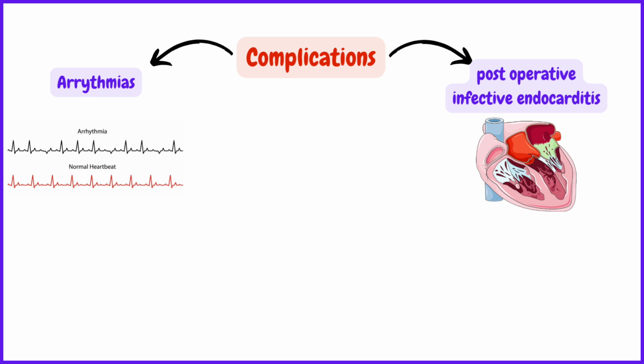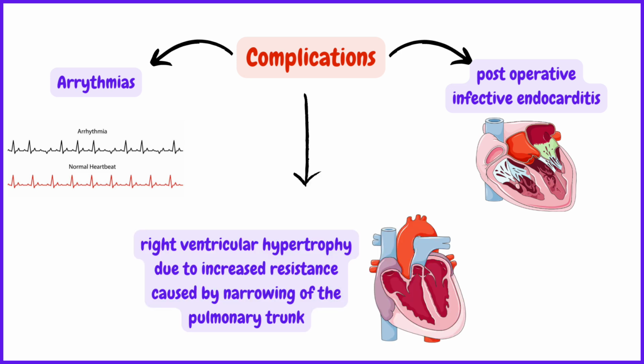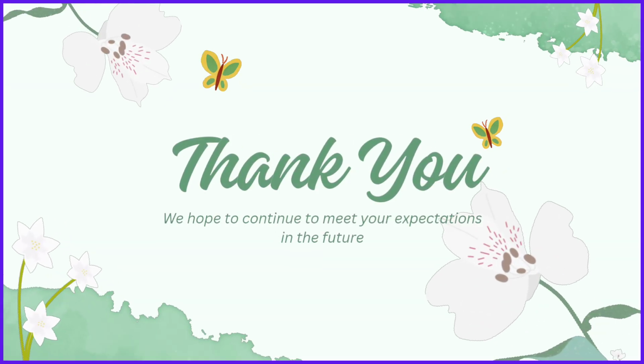If left untreated, Tetralogy of Fallot rapidly results in progressive right ventricular hypertrophy due to the increased resistance caused by narrowing of the pulmonary trunk. This progresses to heart failure, which begins in the right ventricle and often leads to left heart failure and dilated cardiomyopathy.